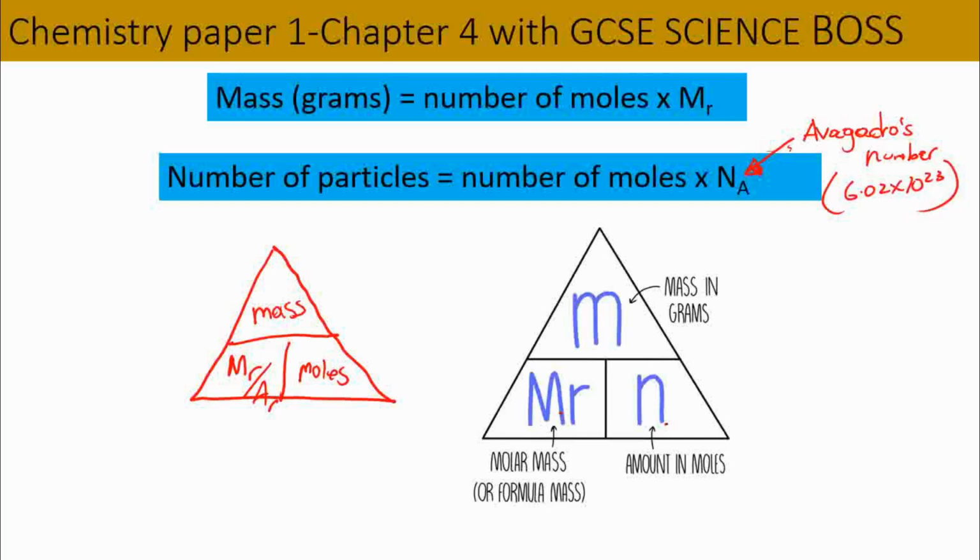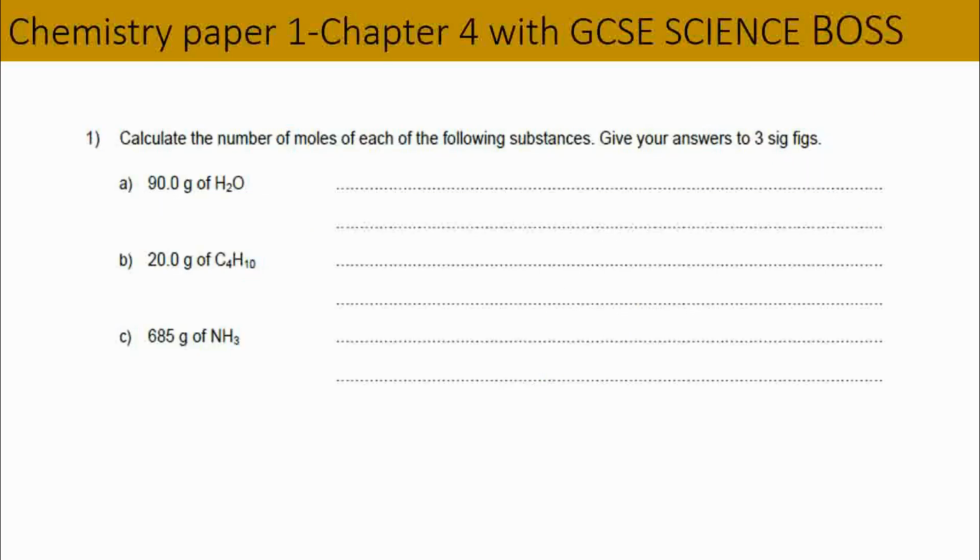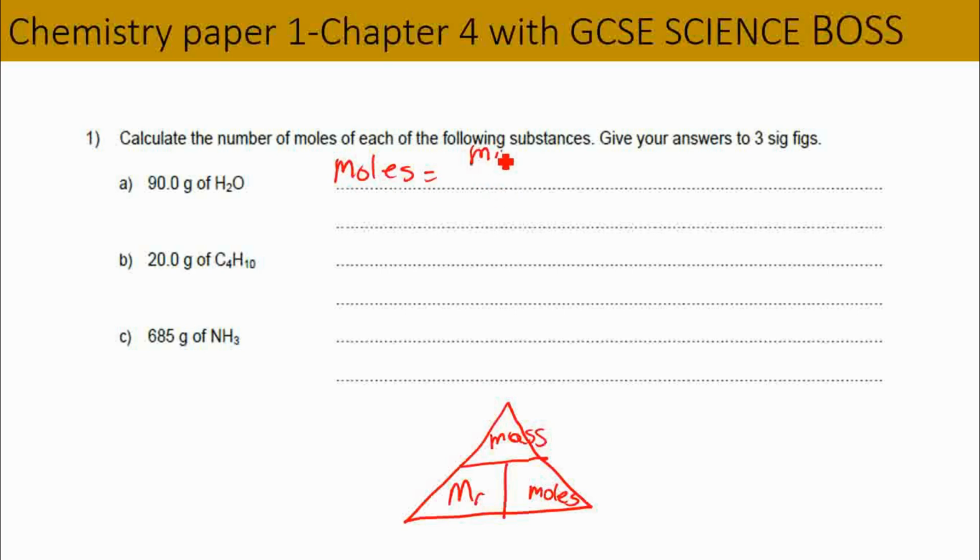So let's have a look now at some questions that can arise from this. First one: calculate the number of moles of each of the following substances and give your answer to 3 significant figures. Here they've given you the mass and they want you to calculate the moles. So remember, Mr. Moles has mass on his head. If I want to work out moles, moles is equal to mass divided by MR.